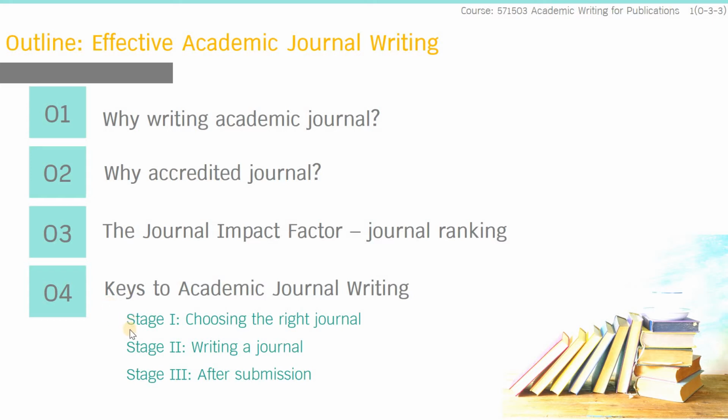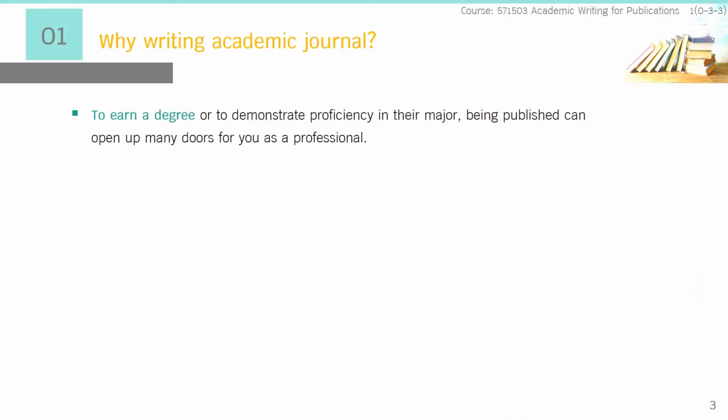It is divided into 3 stages. The first one is to choose the right journal. The second one is to write a journal. And the final one is what you have to do after submission. Right? Why do we have to write an academic journal?